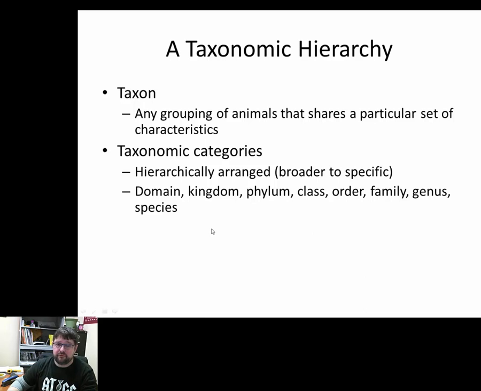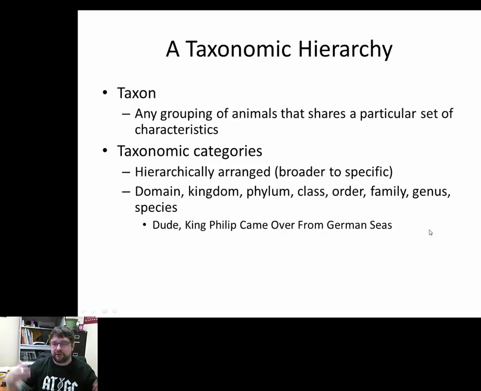I mean, it changed in my lifetime when I first took an animal biology class. There was no such thing as domains. So we just had kingdom, phylum, class, order, family, genus, species. So if you need a way to remember this, I learned it as King Philip came over from German seas, okay? Because when I learned it, there was no D. I just stuck dude on it. You can do whatever you want. You can come up with whatever you want. And if you don't need it, then it's not needed. But this is the way I remembered it when I was young.